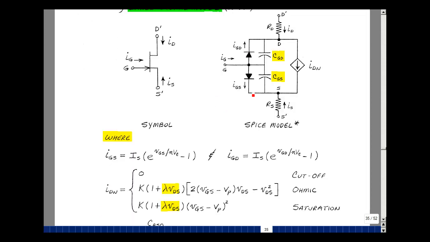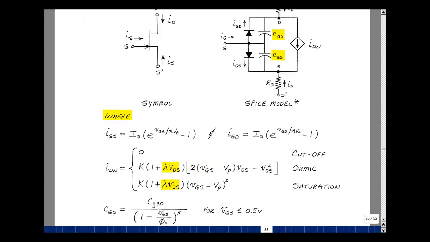The equations for the 2 diodes are just a Shockley equation with the same value of eta for both of them because the size of these 2 diodes is about the same. What's different is the expression for the current. We have our current for cutoff, ohmic, and saturation, same equations we had before, except now there's a term multiplying this and multiplying this. This is going to be a fairly small number, and so it's going to have a small effect on this overall value of current.